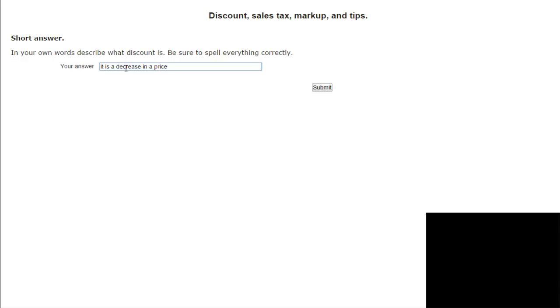So the way I set it up is that the word decrease and the word price are my keywords. If a student enters those two words, they get 2 points. If only one of those words is entered, they will receive only 1 point. And after they type in the answer, click submit.